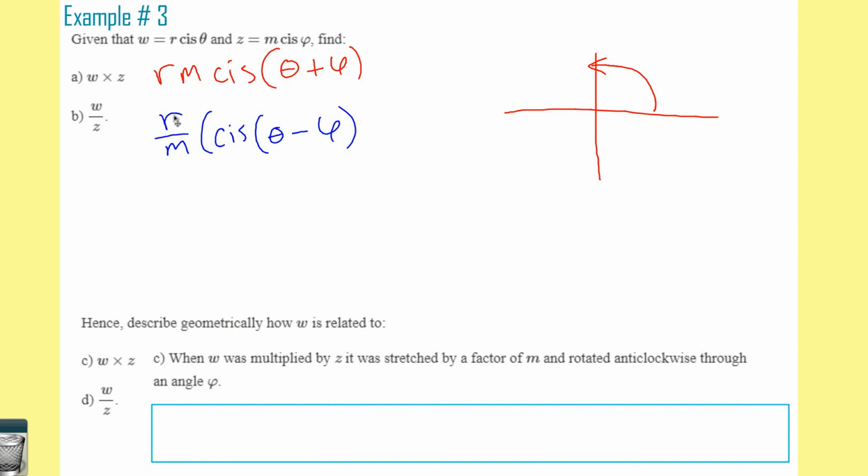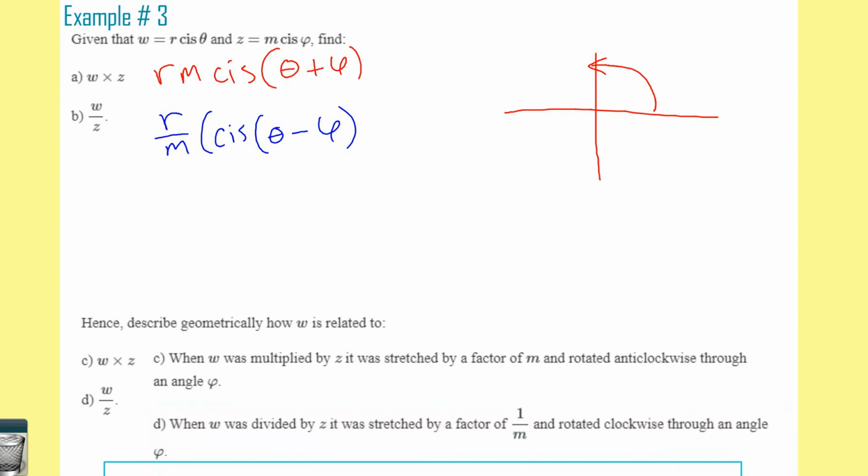All right, when we divide, we are compressing it. So we're stretching it by a factor of 1 over m. We're making it smaller, and we're rotating it clockwise. So we're subtracting an angle, so now we're going in the other direction, clockwise. Okay?